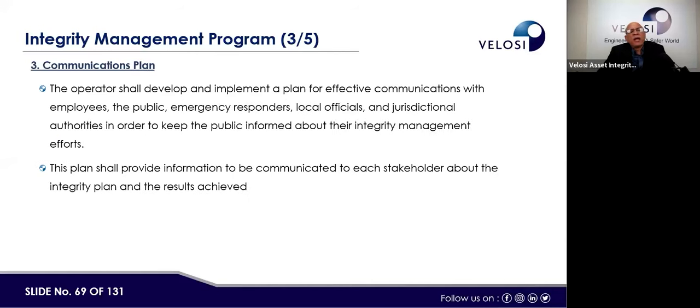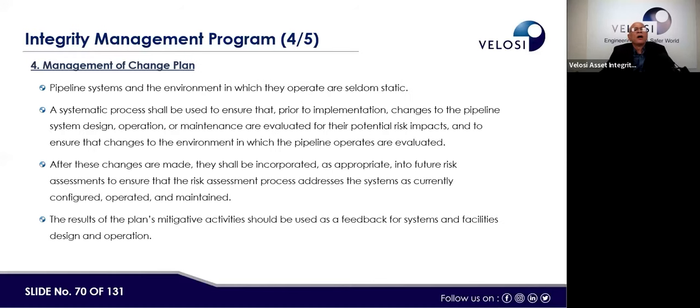Next, the communication plan means how the information about the plan being followed is shared with all stakeholders. For example, the operator shall develop and implement a plan for effective communication with employees, the public, emergency responders, local officials, and jurisdictional authorities in order to keep the public informed about their integrity management efforts. The plan shall provide information to be communicated to each stakeholder about the integrity plan and the results achieved. Then the management of change plan.